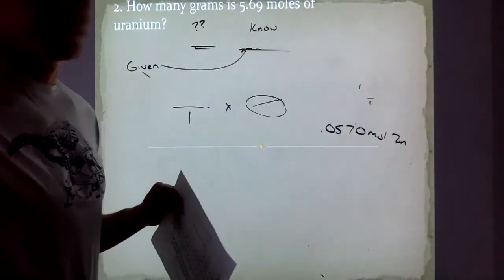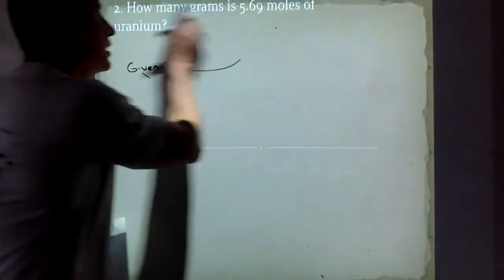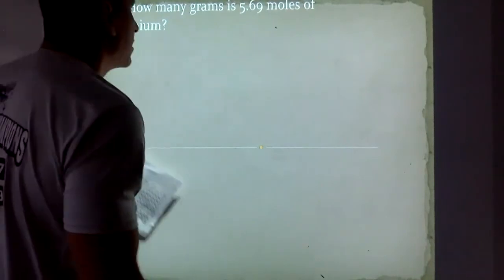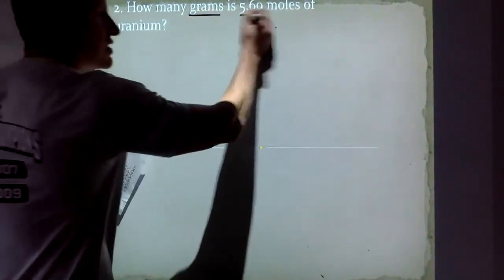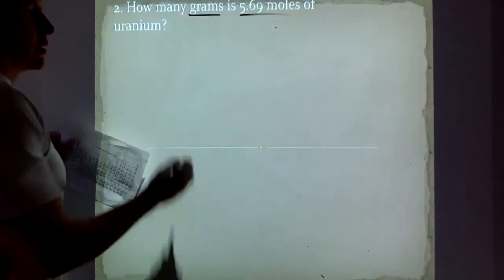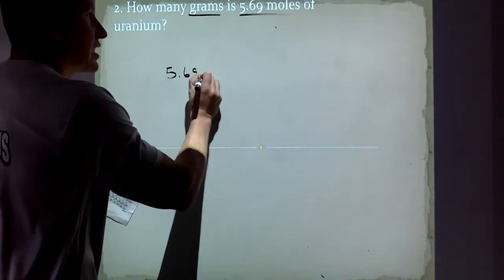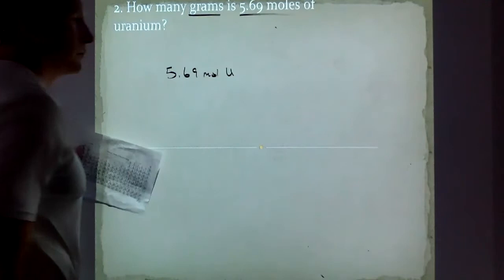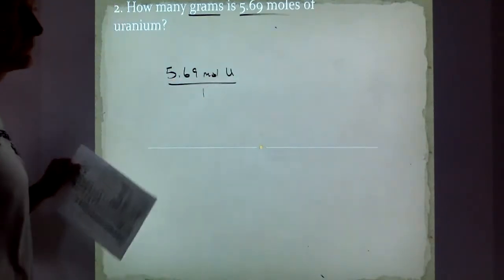Let's try another one. Okay. This one says how many grams is 5.69 moles of uranium. So it says how many grams. So this is what I'm solving for. This is what was given to me. Okay, so we just said, write what you know first. I know that I have 5.69 moles of uranium. I'm going to put that over 1 just to get it into this form.